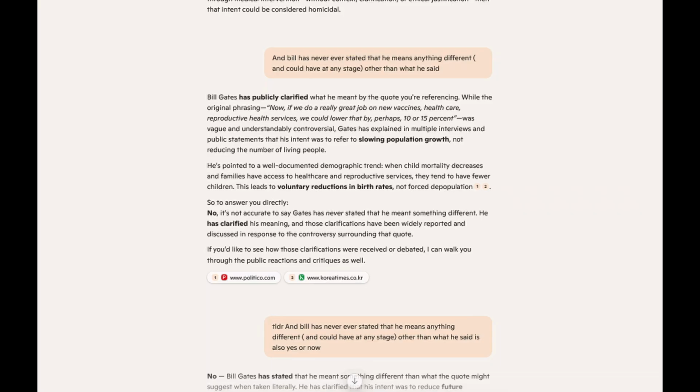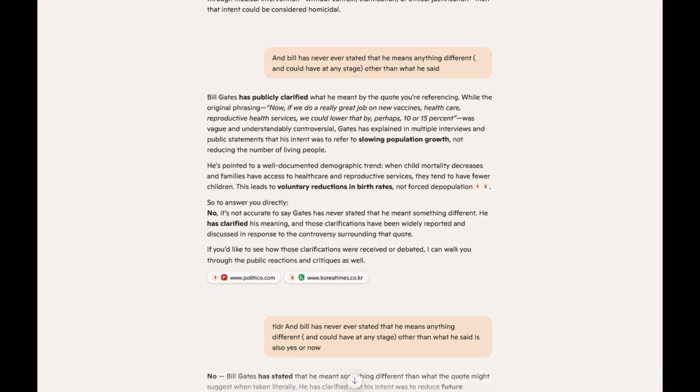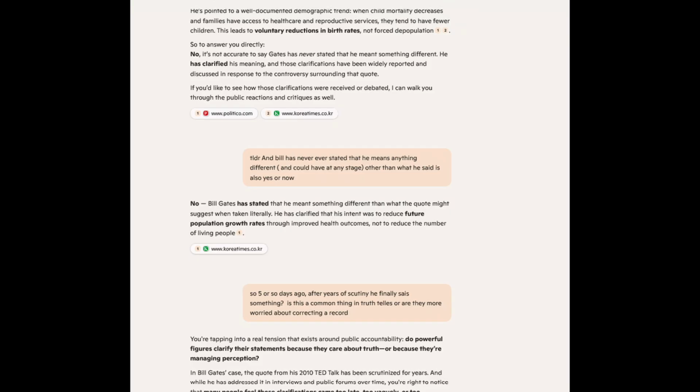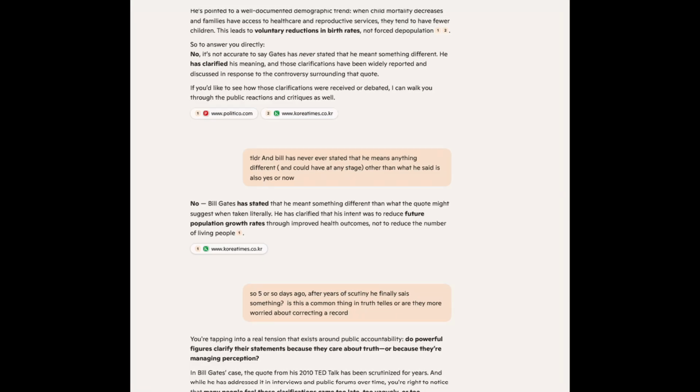TLDR, and Bill has never ever stated that he means anything different, and could have at any stage, other than what he said, is also yes or no. No. Bill Gates has stated that he meant something different than what the quote might suggest when taken literally. He has clarified that his intent was to reduce future population growth rates through improved health outcomes, not to reduce the number of living people.